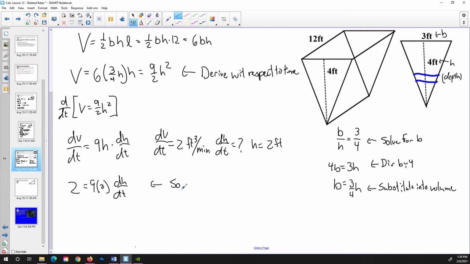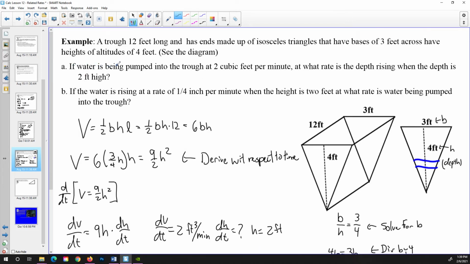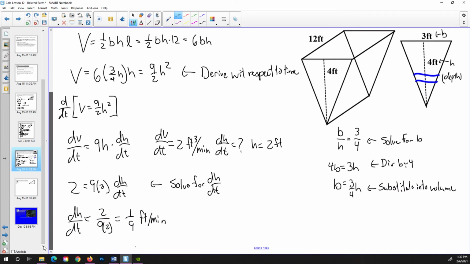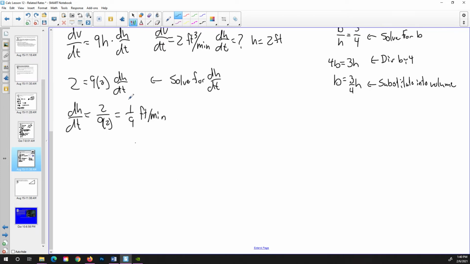If I solve for dh over dt, I'll get dh over dt equals 2 over 9 times 2. The 2's will cancel, and I'll get 1/9. And the units that we're talking about are feet. So we have feet per minute. We know that because the volume of the water being pumped into the trough is 2 cubic feet per minute. All right. So there is our answer for A.